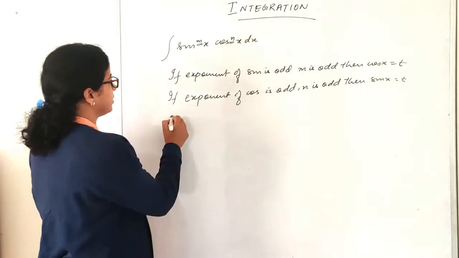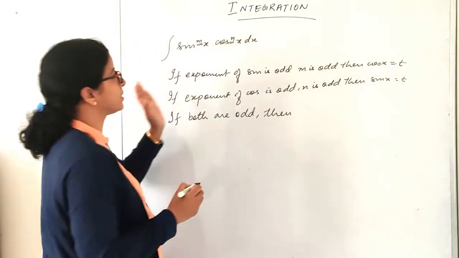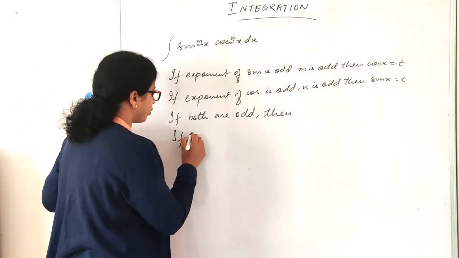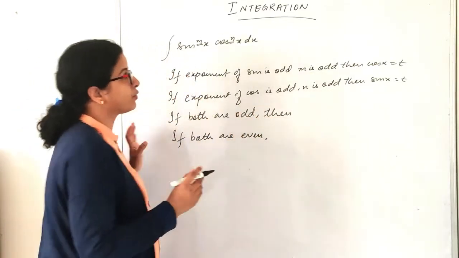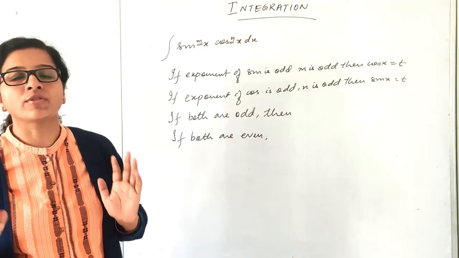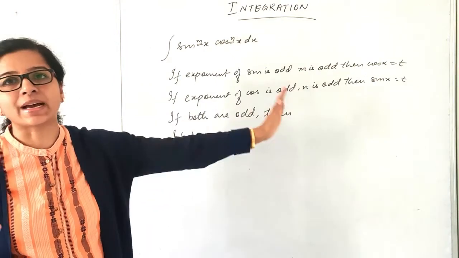If both are odd, then we can take either sin x or cos x as t. But if both are even, then we have to convert sin x and cos x into multiple angles, or we have to use De Moivre's theorem. So let us check an example on these things.